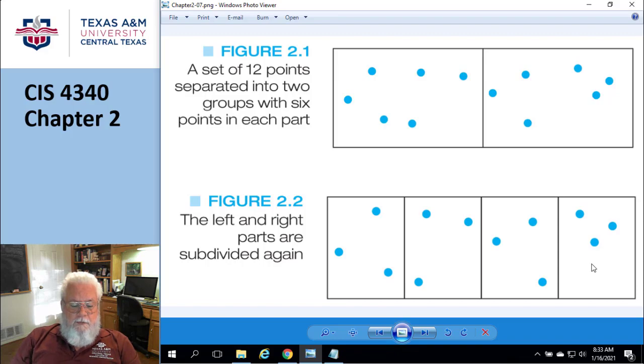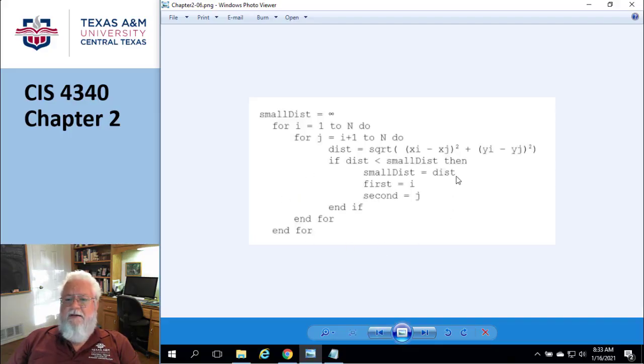Okay, so I'm going to look at the next one. So, you see what we're doing? We're breaking this thing up into small chunks so that it's easy. The brute force technique is just not going to work.